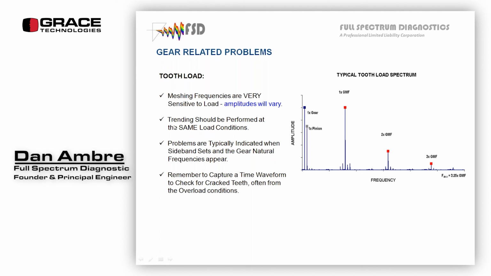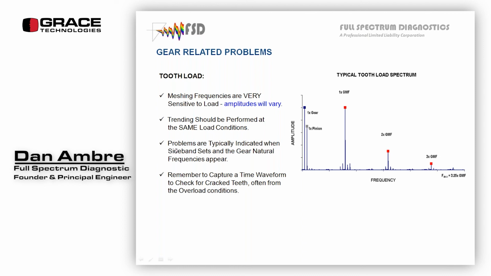So I always get in trouble with people from paper plants. I say trending should be performed at the same load conditions every time you take data, and they just laugh because that never happens in a paper process. But in this case, that's what you need to do to get good trends. And you can do it. You can make multiple trends if you need to.